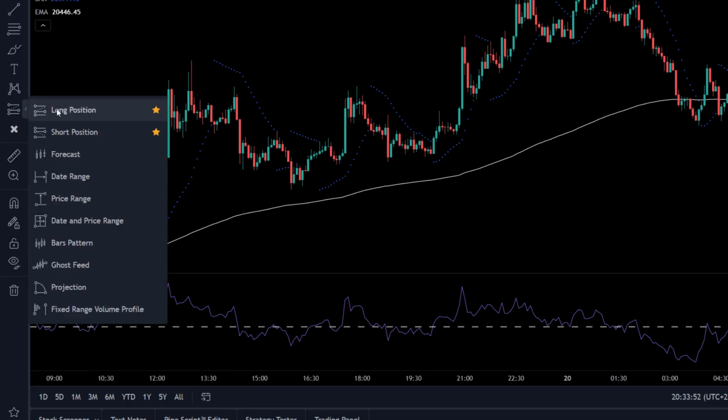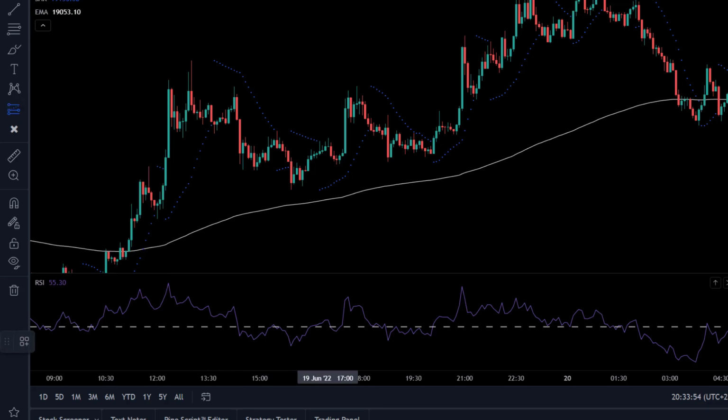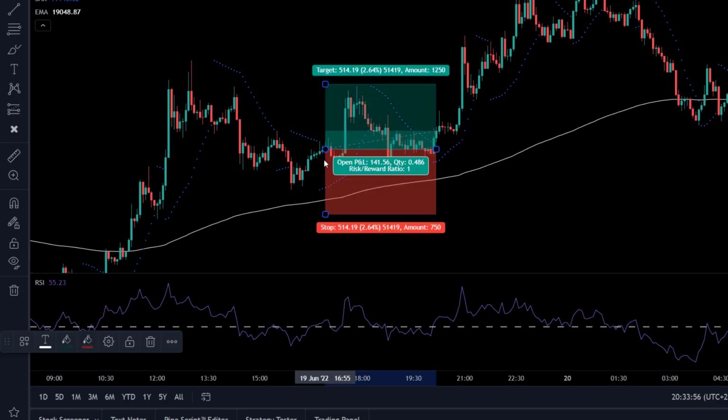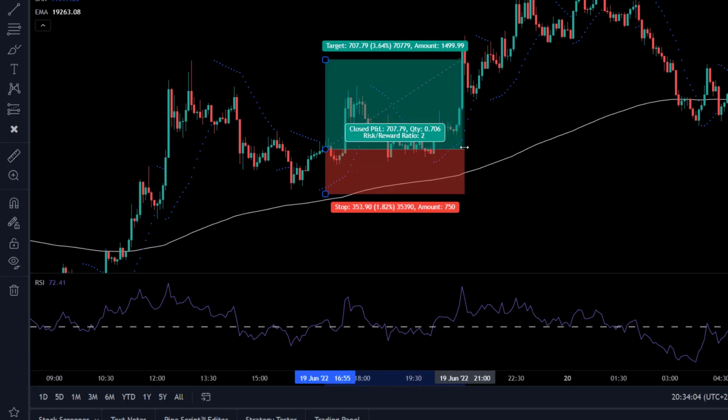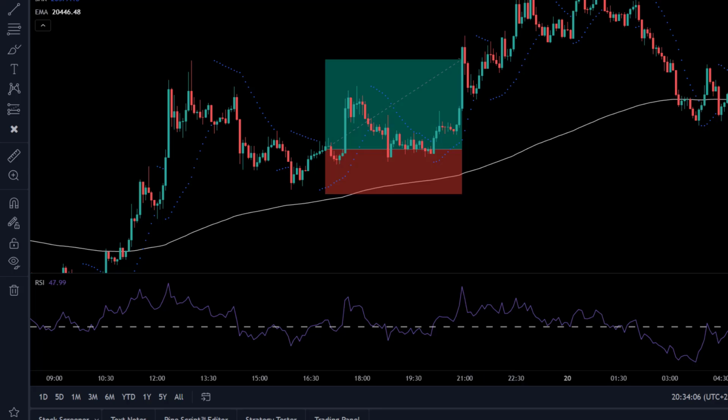We open a buy position and set the stop loss below the last swing low and now place our take profit target twice as high, which amounts to a 2 risk-reward ratio. This means that we win twice as much on our take profit as we can lose on our stop loss. As you can see, this buy position closed with a profit in about 3 hours.